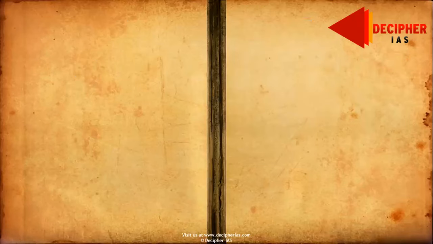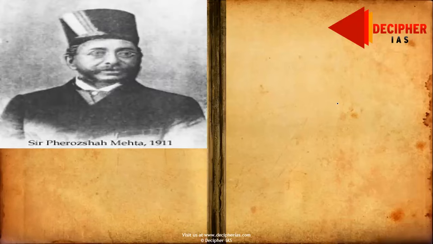Let's talk about the other leader, the other stalwart of the Indian National Congress and moderate leaders. He was Pherozshah Mehta. Sir Pherozshah Mehta was a Parsi Indian political leader. He was an activist and a leading lawyer of Mumbai, who was knighted by the British government in India for his service to law. So the knighthood, Sir, was provided to him for his services rendered in the field of law.